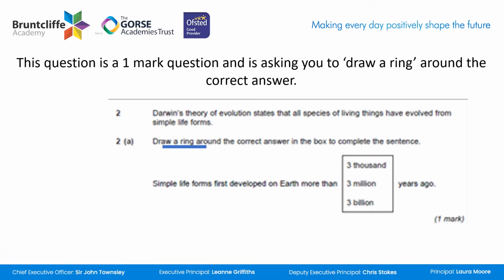So let's look at this type of question. This is a 1-mark question and it's asking you to draw a ring around the correct answer.